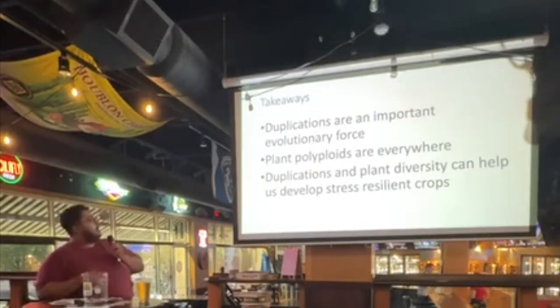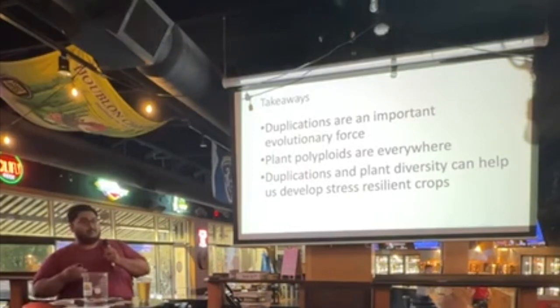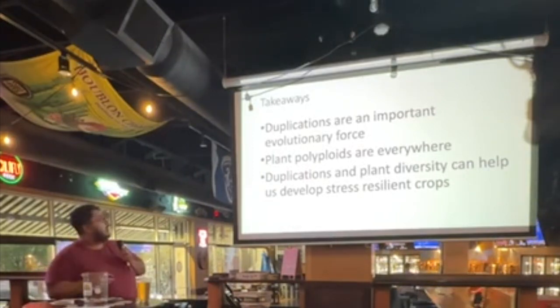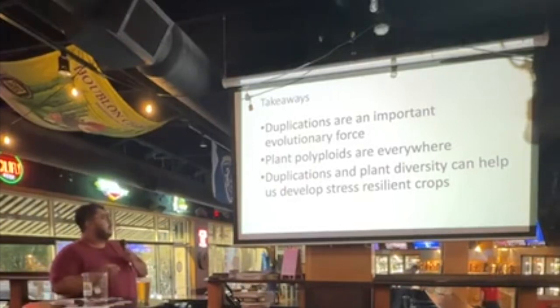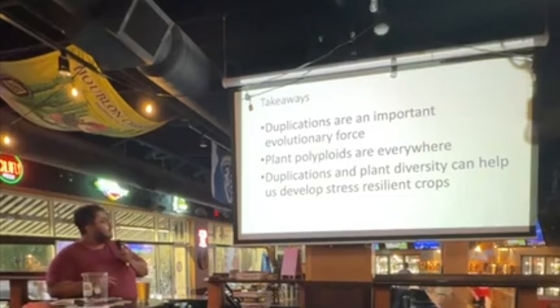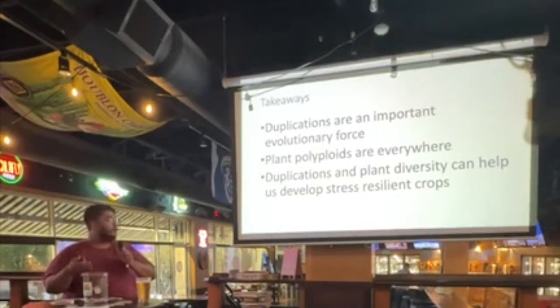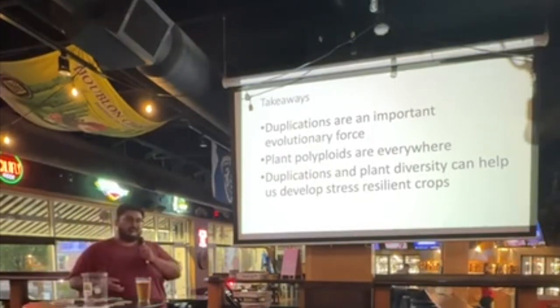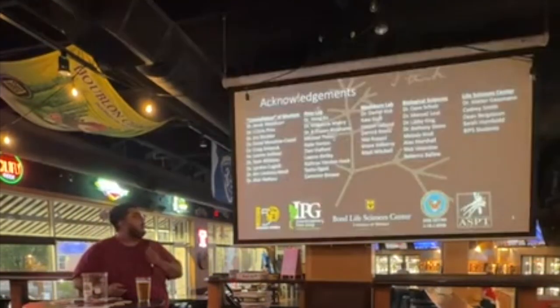I'll end my talk there, but hopefully some of the things that you may have gotten from this talk are that duplications are an important evolutionary force. Plant polyploids are everywhere. We're drinking some of them today. And duplications in plant diversity can help us to develop stress-resilient crops in order to adapt to climate change, which we cause.